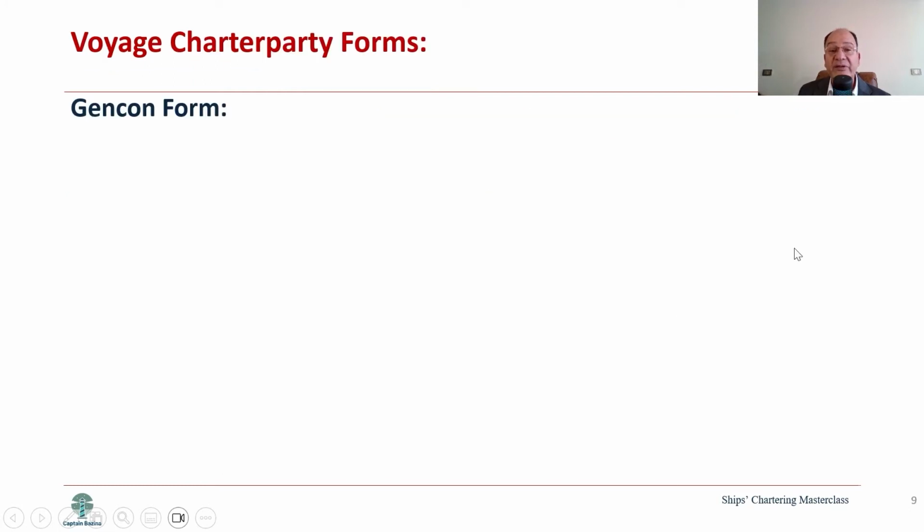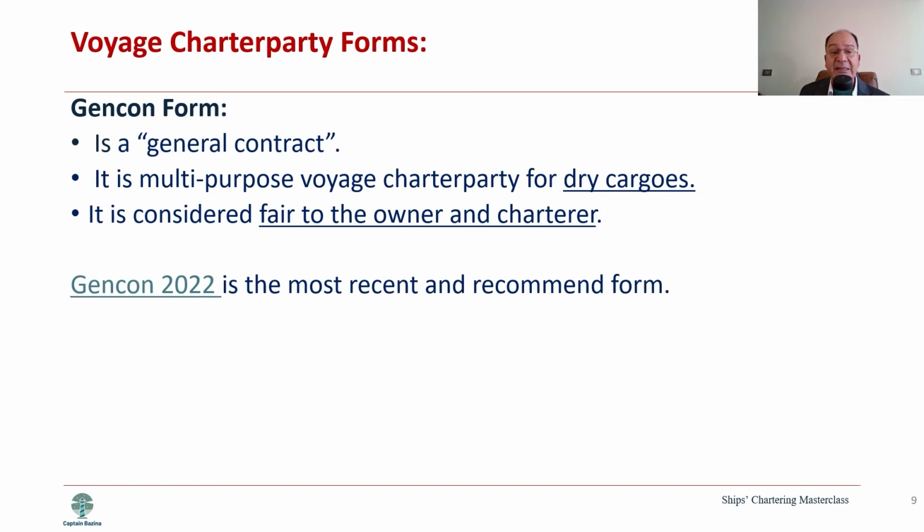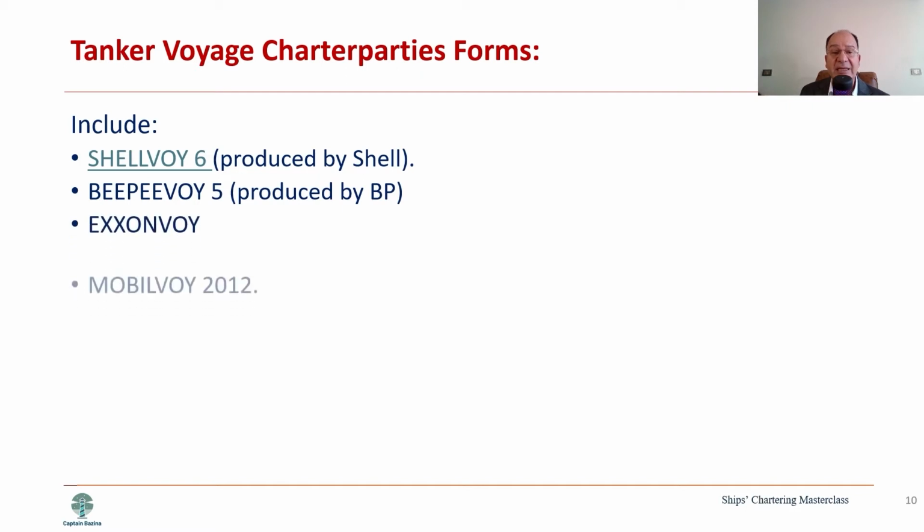We have different kinds of forms of voyage charter. For dry cargo, we have the GENCON form, which is a general contract for dry cargo, we call it a multi-purpose voyage charter party. The most recent form of GENCON here is GENCON 2022, which is the most recent and recommended. For tanker charter party, we have many forms here. It depends on the oil company, but the most common here we have Shellvoy 6 produced by Shell. We have BPVoy 5 and other types.